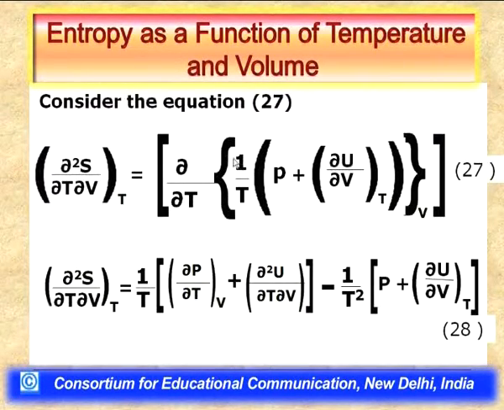What is the differential of 1 by T? Minus 1 by T square. So, we write over here minus 1 by T square and the second term, P plus del U by del V at constant T, as such.